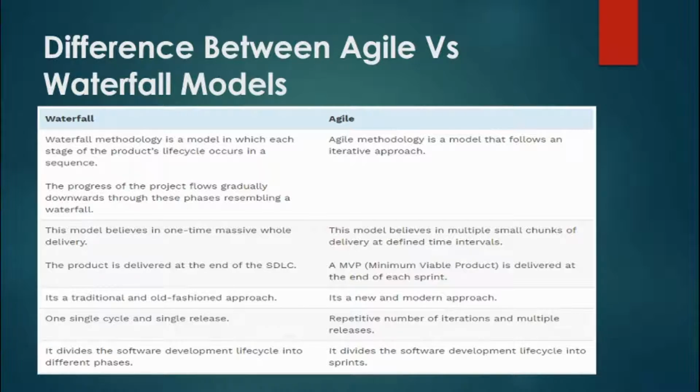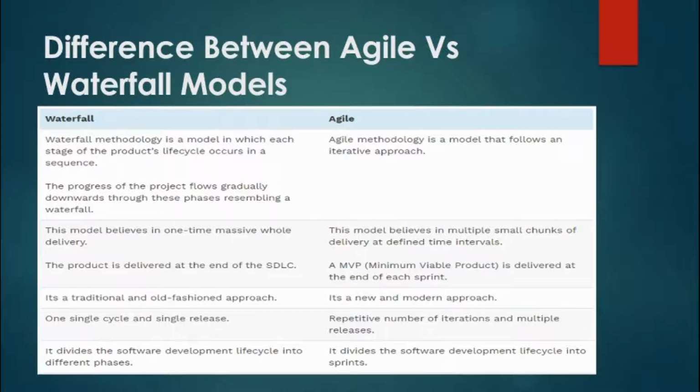The waterfall model is a traditional and old-fashioned approach, whereas the agile model is a new and modern approach. In waterfall, one single cycle and single release takes place, whereas in agile, a repetitive number of iterations and multiple releases take place. Waterfall divides the software development life cycle, that is SDLC, into different phases, whereas agile divides the software development life cycle into sprints.